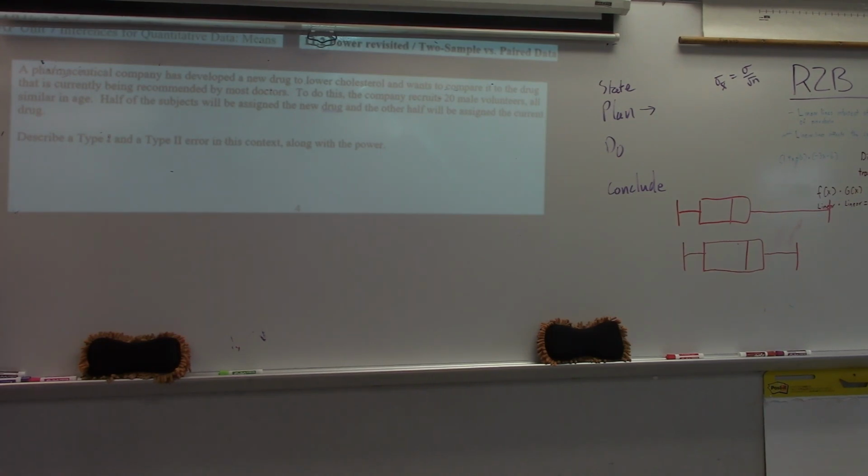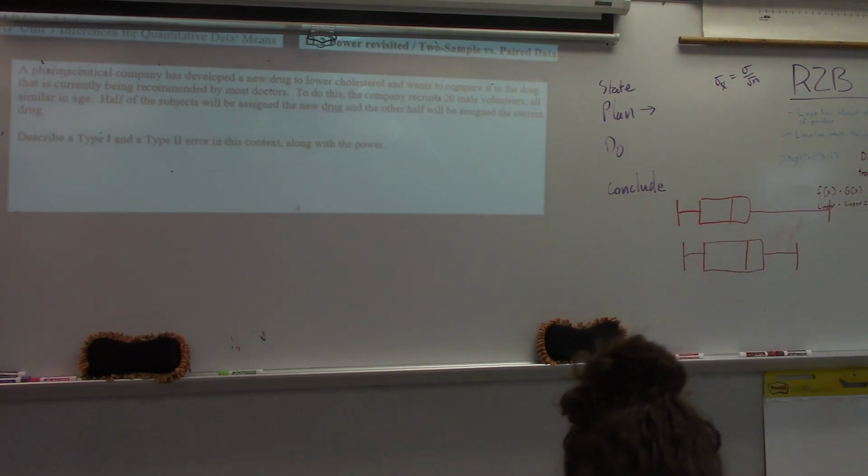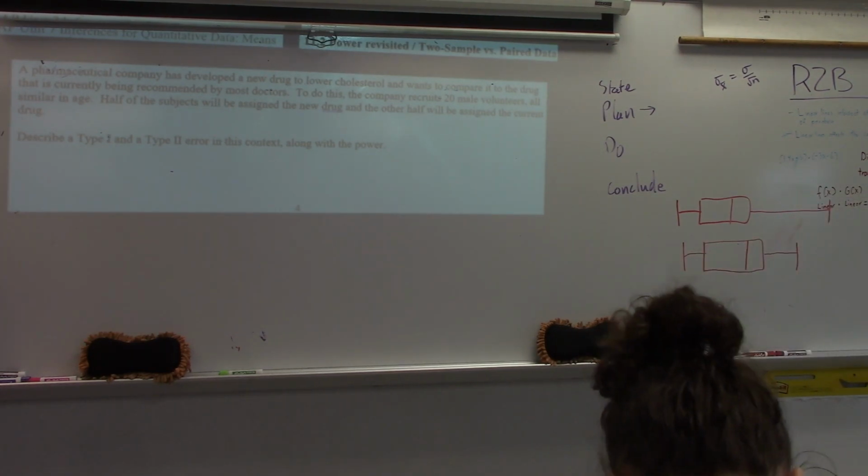Now it talks about male volunteers here. Is that okay? Because they're still randomly assigned, but not just that. Why is it okay that we have volunteers in an experiment? There's no selection bias, because we're just reducing what? Confounding. What are we not concerned with? Bias. We only want to establish cause and effect. We're reducing the confounding. We don't care about the bias in this case.